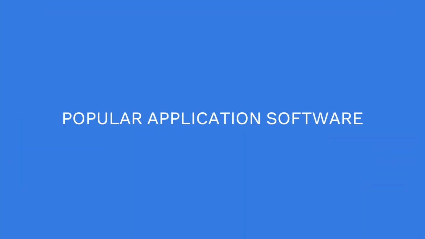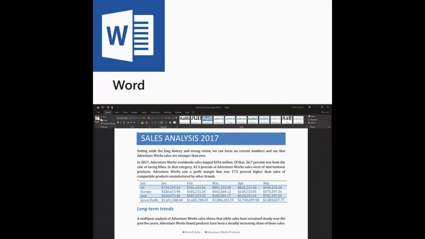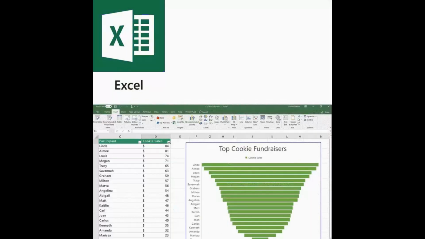Popular application software. Microsoft Office Suite. This suite comprises widely used productivity tools such as Microsoft Word, Excel, PowerPoint, and Outlook, which are essential for many office-related tasks. Word processors create text-based documents and are one of the most flexible and widely used software tools.